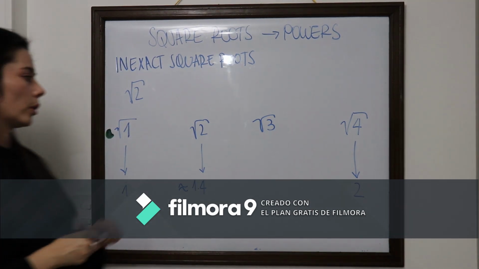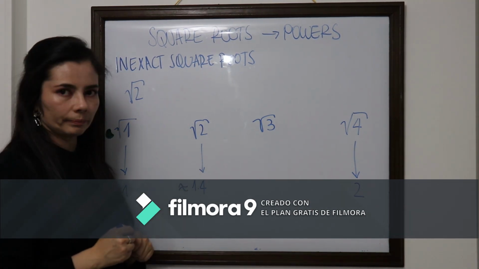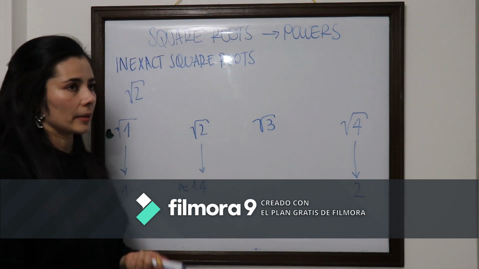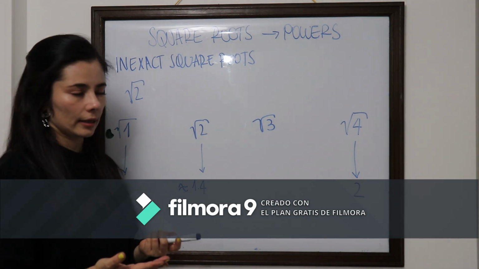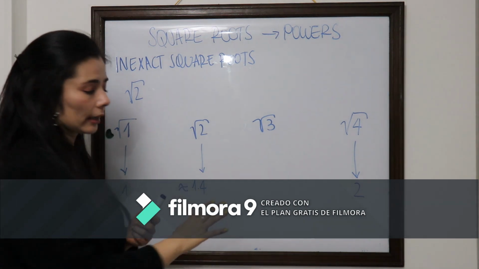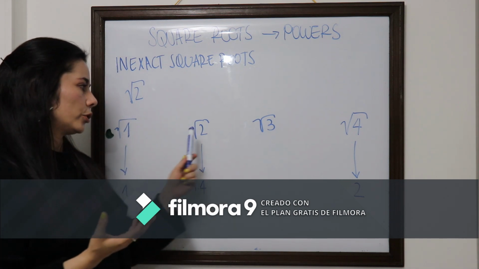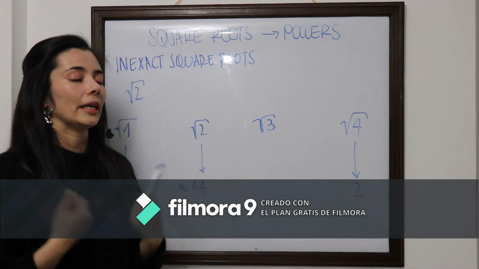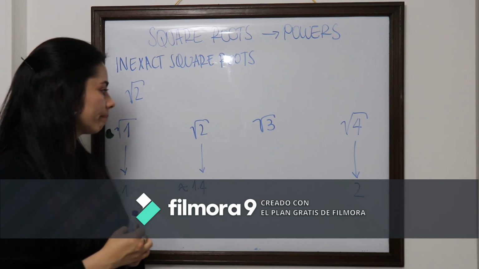that I'm going to have the square root of 2 be 1.4. How do I know that? Because I'm estimating. There is no other way, guys. Can I get the exact value? No, I cannot, because usually inexact roots are going to be infinite decimals, okay?